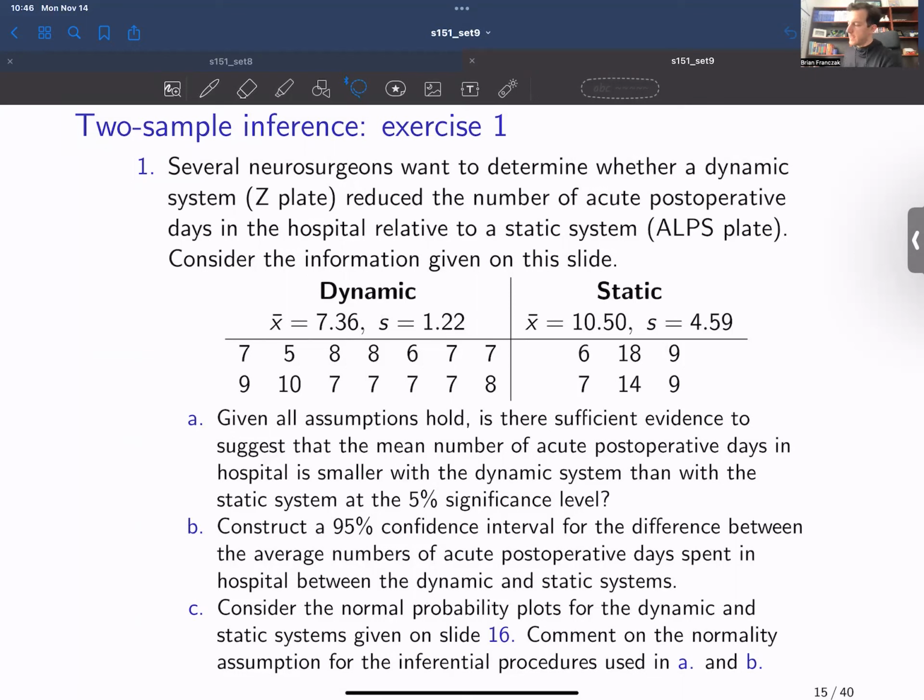Now, in the table, we have the number of days that set numbers of patients spent in the hospital after being either on the static system or the dynamic system. So the variable, the value that we're measuring in this case is the number of days spent in hospital after surgery. So that's what these values represent.